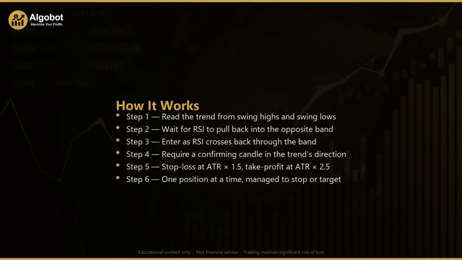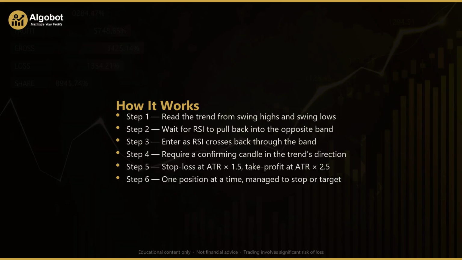It calculates 2 readings: the RSI value on the bar that just closed and the RSI value 1 bar earlier. It also defines 2 bands from the PullbackLevel parameter. With the default of 45, the lower band sits at 45 and the upper band sits symmetrically at 55 on either side of the 50 midline.